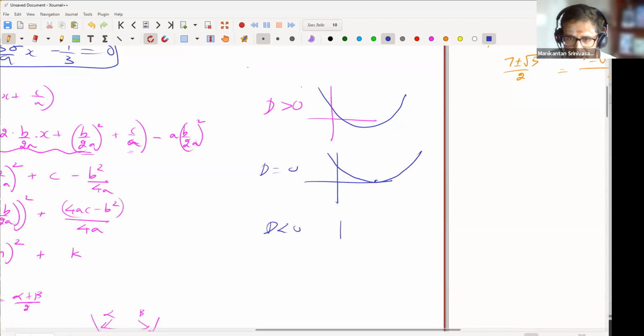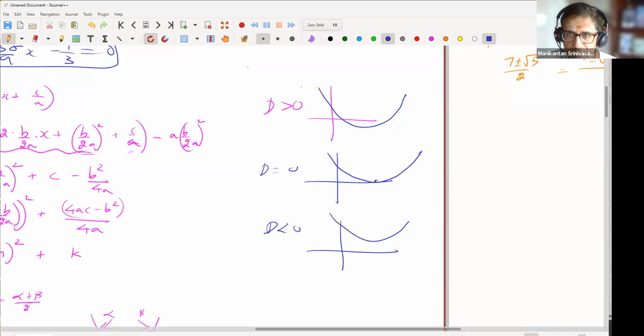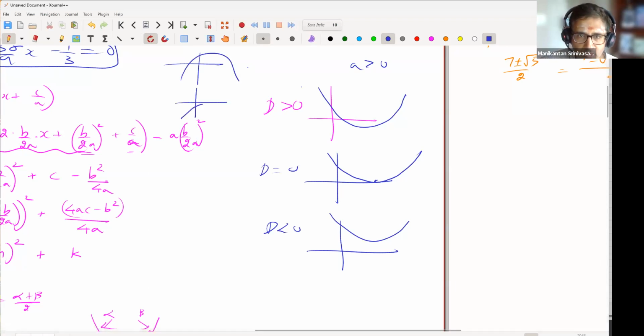And if d is less than 0, it's throughout above, in all of these cases where a is greater than 0. If a is less than 0, you can imagine similarly, it'll cut at 2 points or just graze through at 1 point or not cut at all, something like this, if a is less than 0. So all of this, you know.